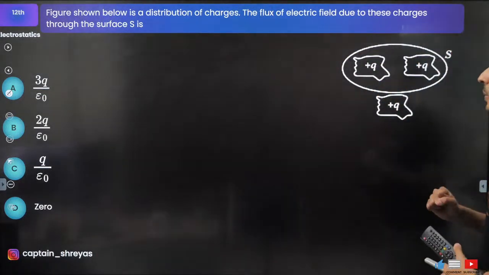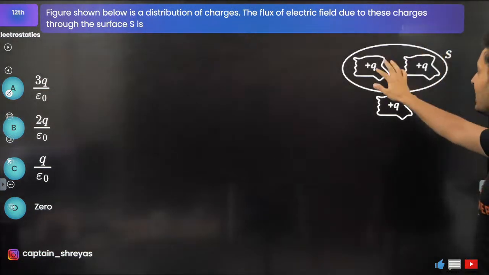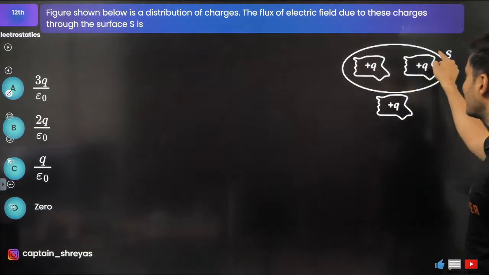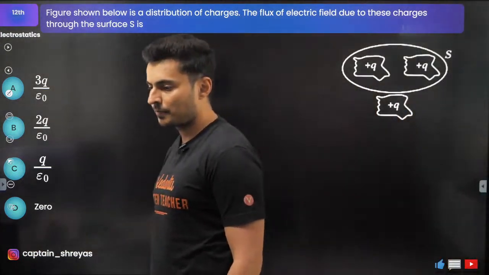The figure shows below the distribution of charges. The flux of the field due to these charges on this surface S, this is the surface S, is how much? Put up the answer in the chat box.